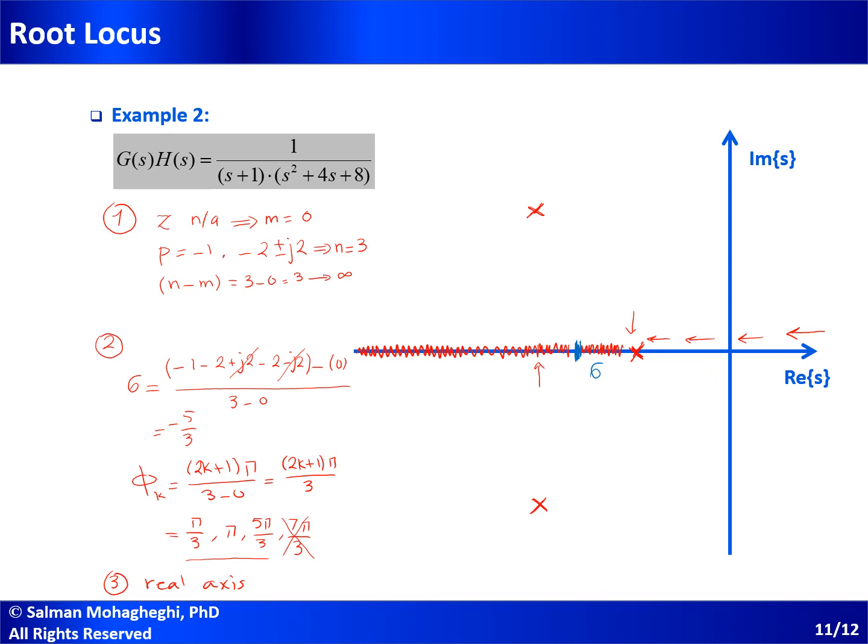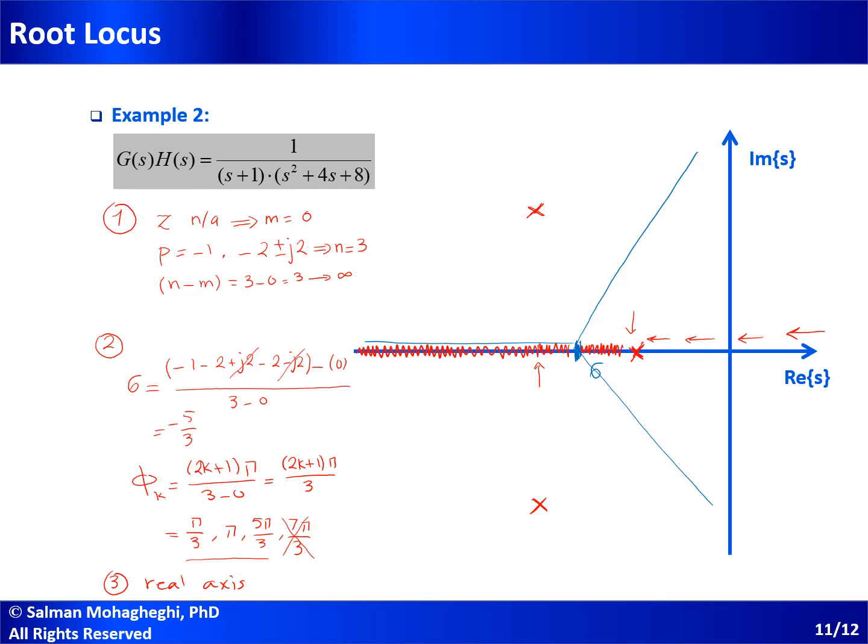Finally, I would do the asymptotes. So one of the asymptotes has an angle of 60 degrees. Let's say this is 60 degrees. The other one has an angle of pi, which is somewhere here, pretty much along the real axis, and the other one has an angle of 5 pi over 3, which is 300 degrees, or minus 60 degrees, which is going to be somewhere here.